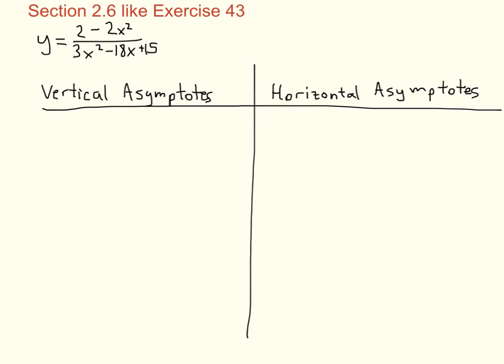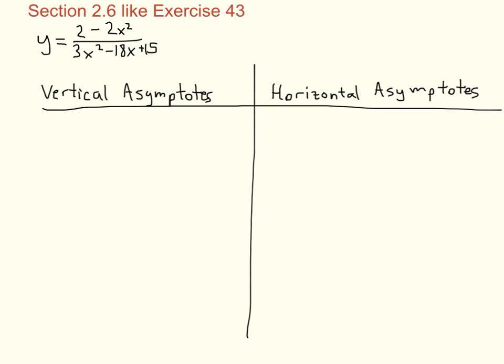In this video we will discuss section 2.6, exercise number 43, which has directions: find the horizontal and vertical asymptotes of each curve. So when we want to find the vertical asymptotes, we want to look at where our denominator is equal to 0, with the caveat that we be careful of what's on top of our fraction also.